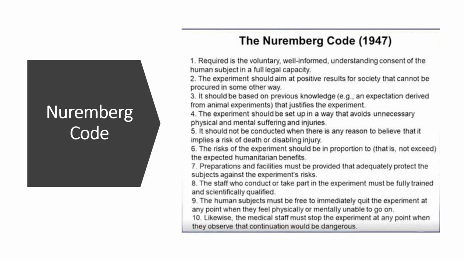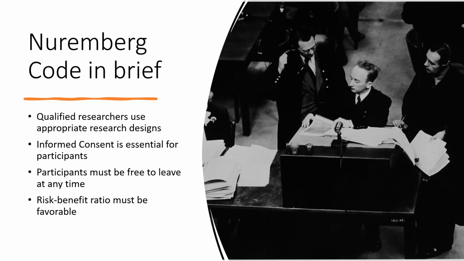So this is a code, and a code is like a set of guidelines. In a nutshell, this code says we have to have qualified researchers, people have to know what they're doing, informed consent, participants have to be free to leave, and the risk-benefit ratio must be favorable.